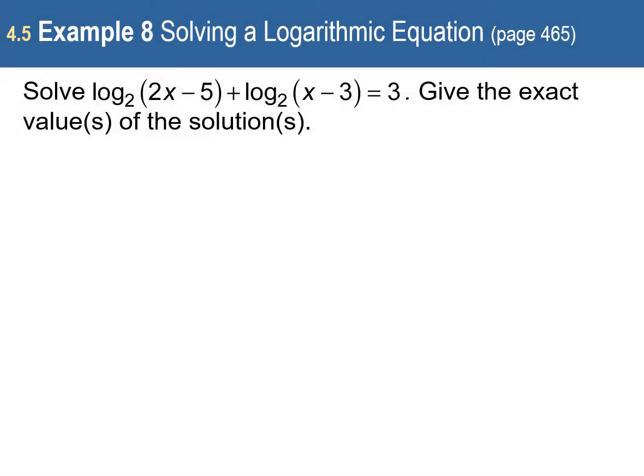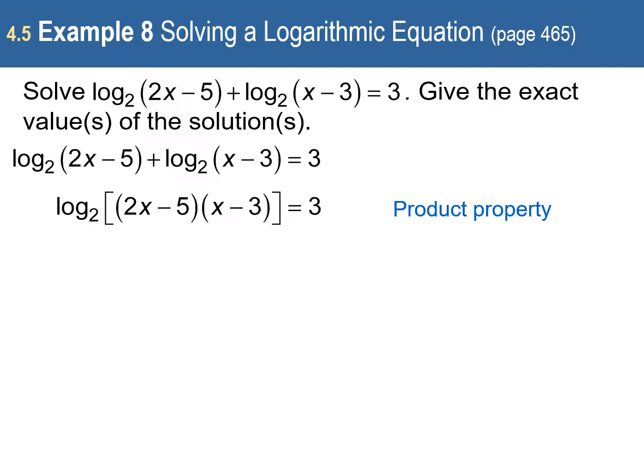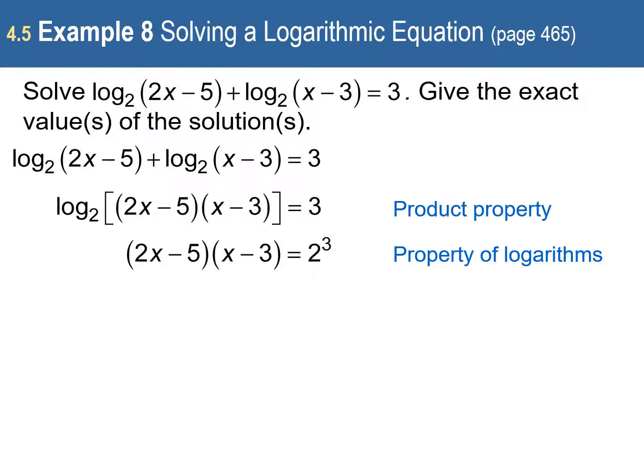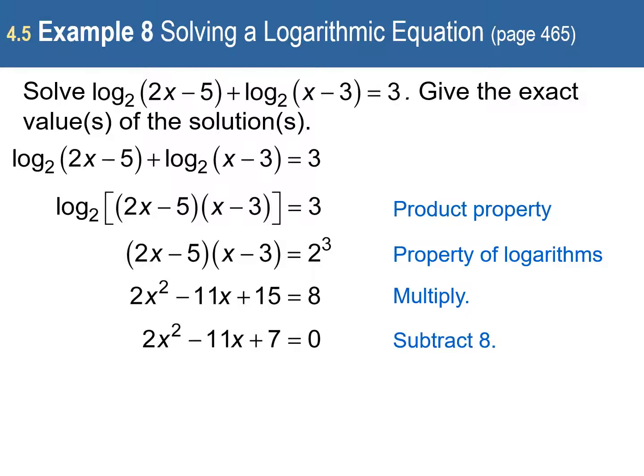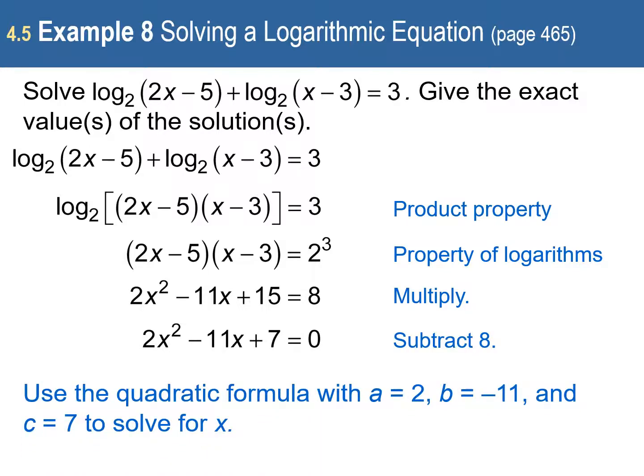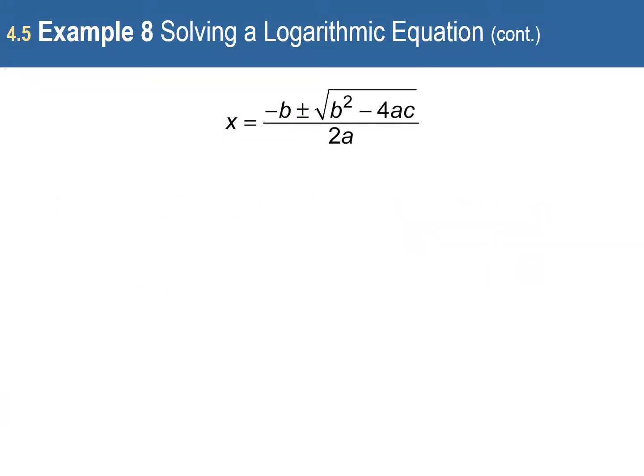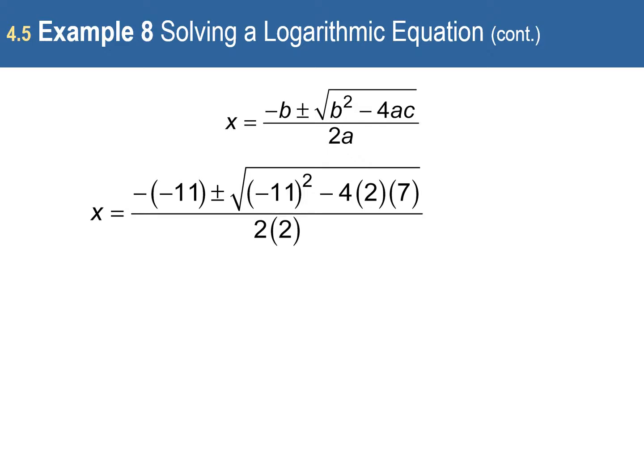Now solve log base 2 of 2x minus 5 plus log base 2 of x minus 3 is 3. Well, the first thing you need to do is combine your logs, write it in exponential form, and now you have a quadratic. Go ahead and solve your quadratic. So you're getting 11 plus or minus the square root of 65 over 4.